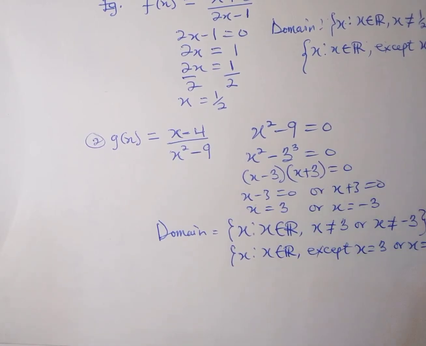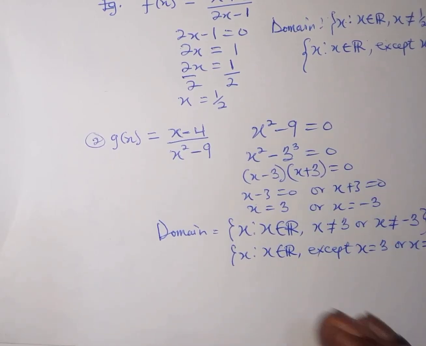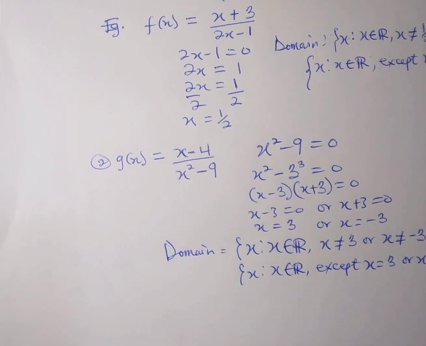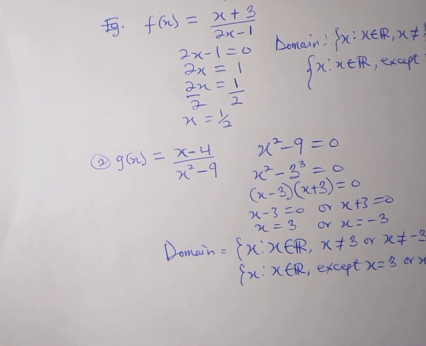Great. So that is how to find the domain of a polynomial function and a rational function. Now we will end here and continue in our next video. In our next video, we are also going to look at how to find the domain of a radical function, when you are given functions in square root and fraction form and a square root. We are going to look at all of that in our next video.